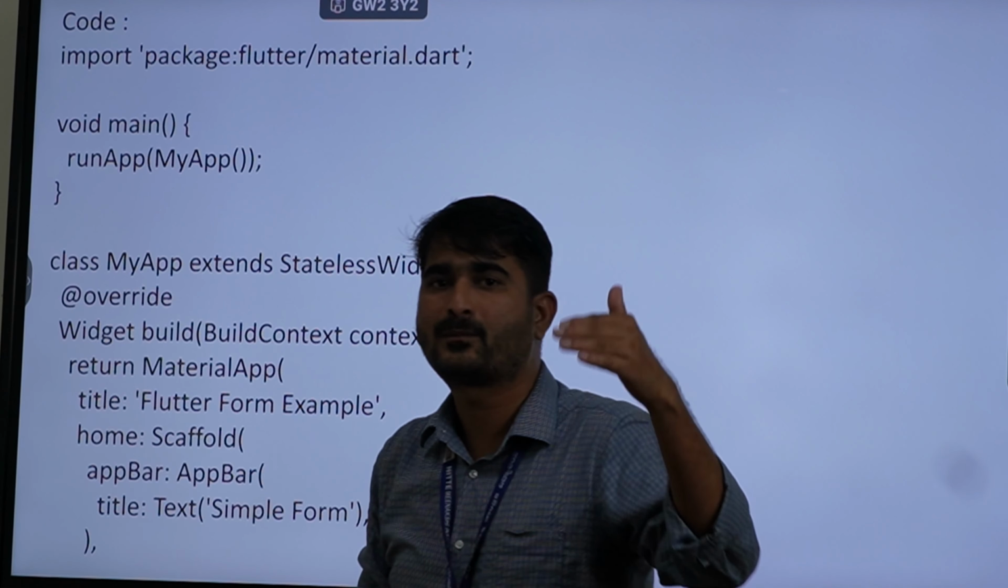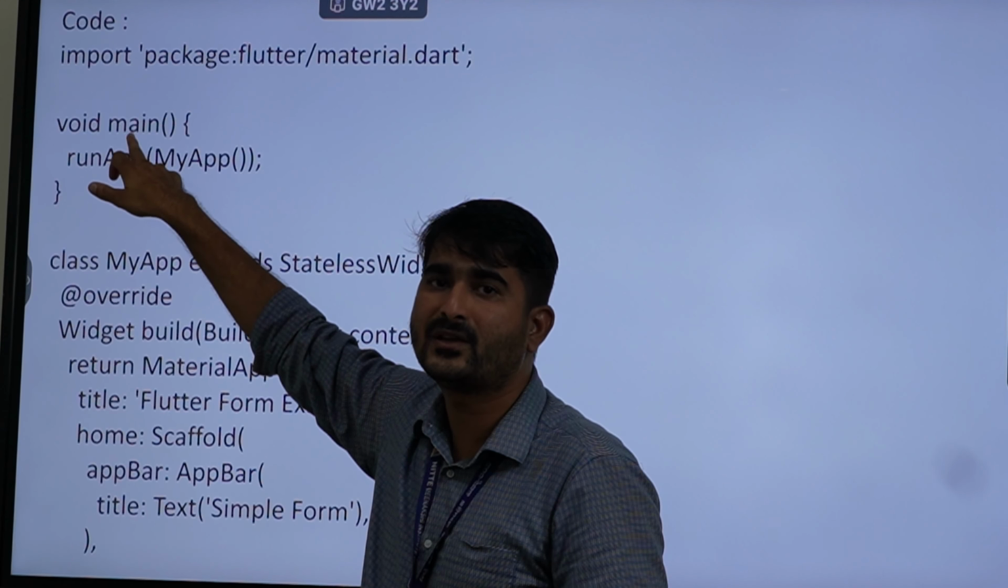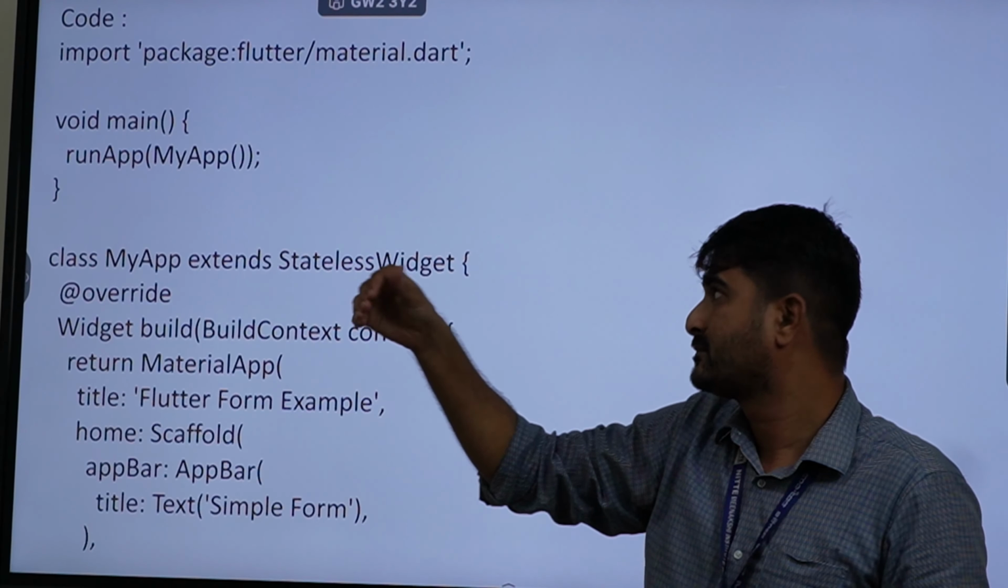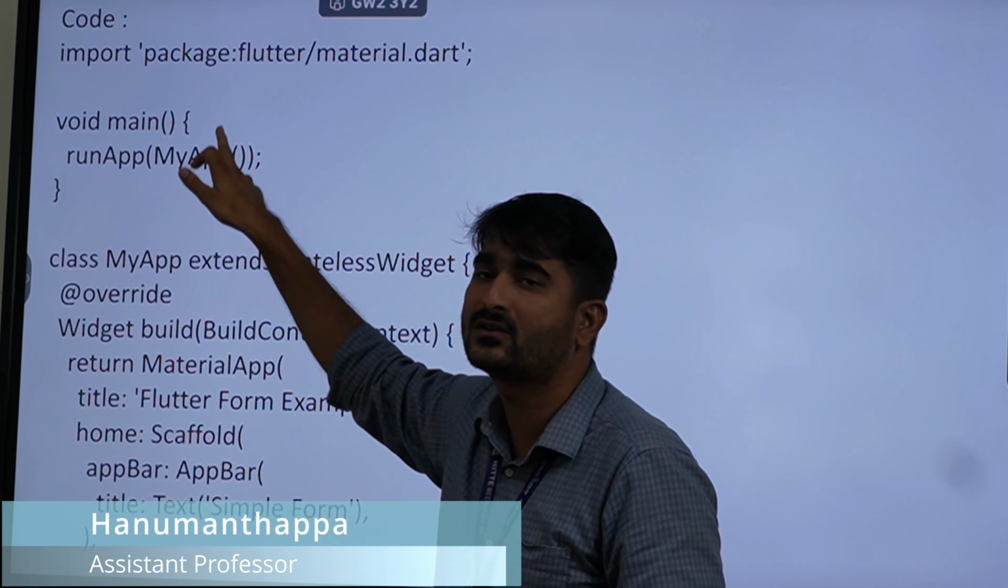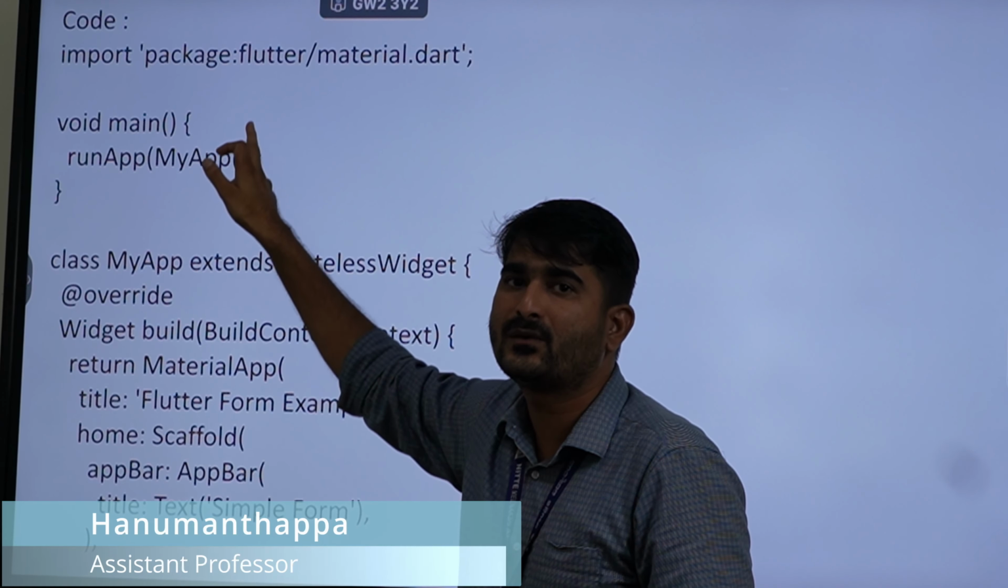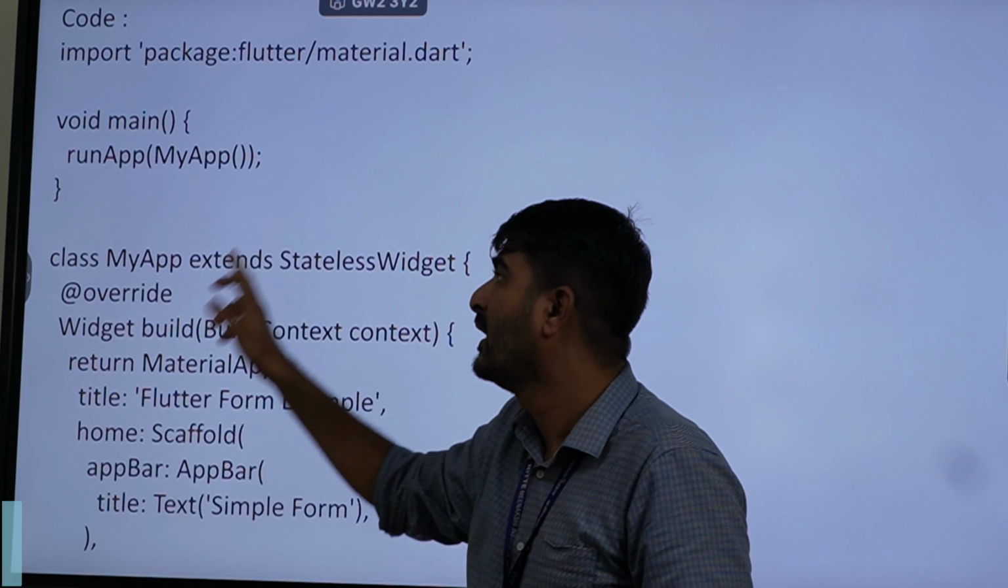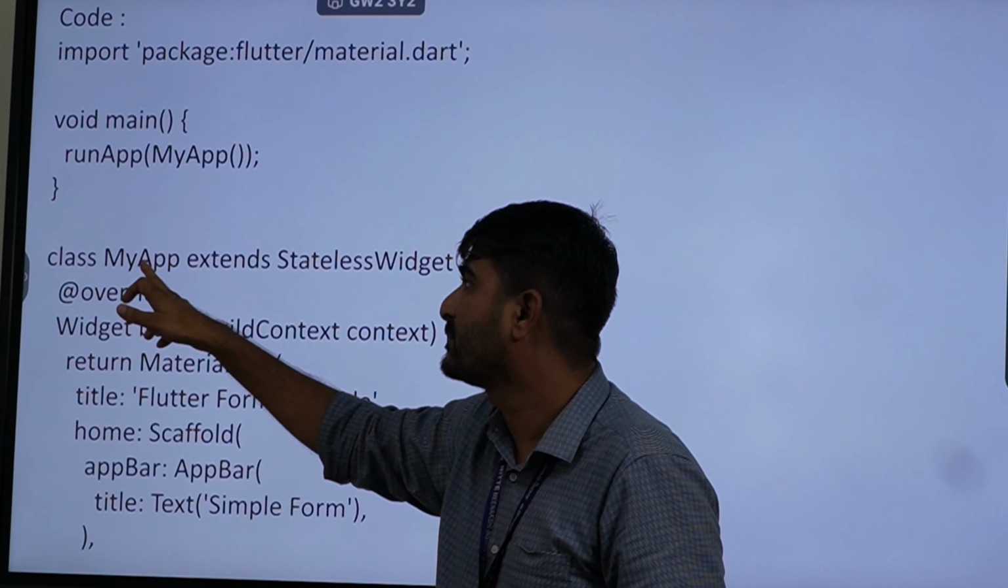Next, as I told in step 2, we will be creating the main function. In the main function, we will be in the runApp. In the runApp, I will be creating the MyApp function. This is a root widget. Without a root widget, we cannot create a Google form here. Here I have created the root widget called MyApp.